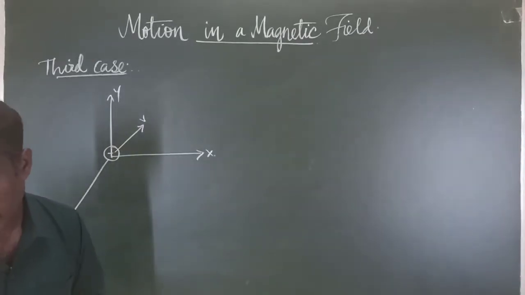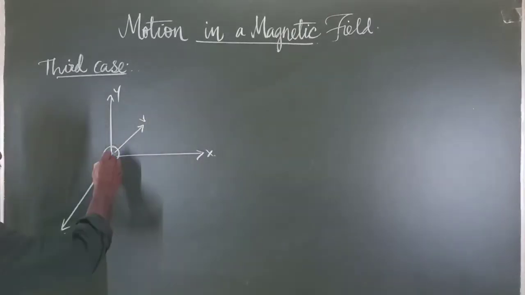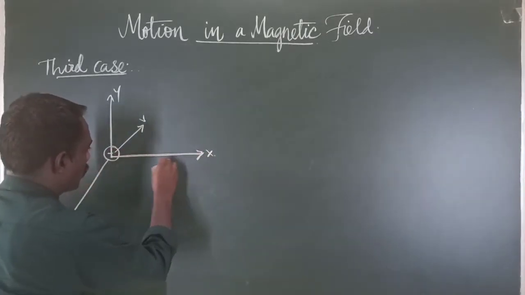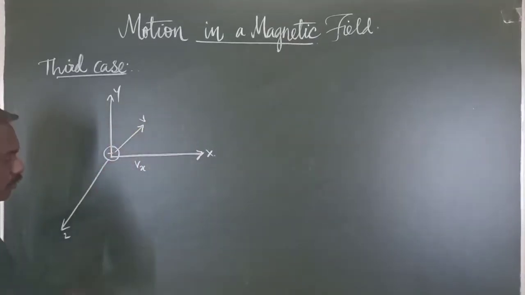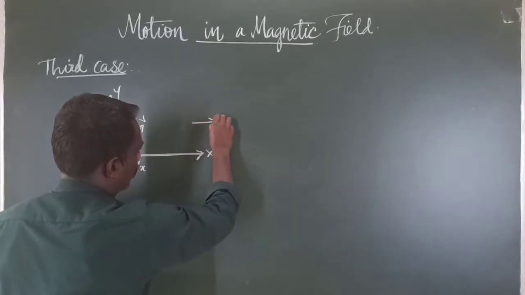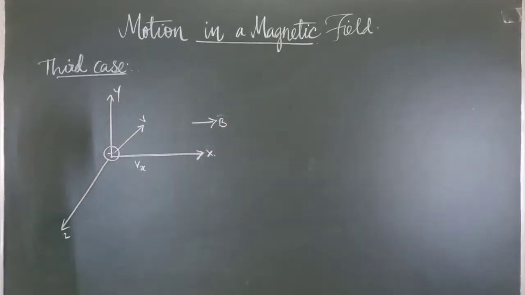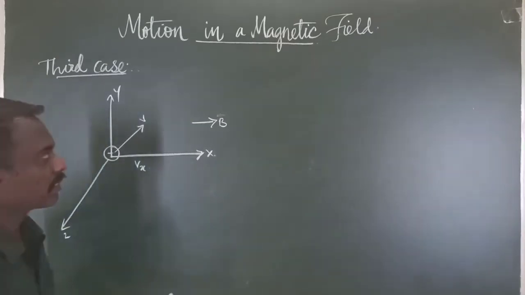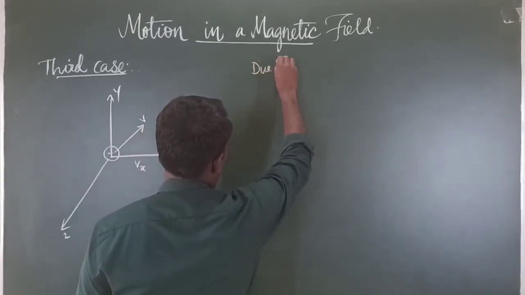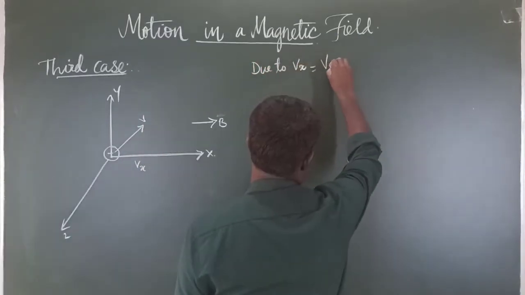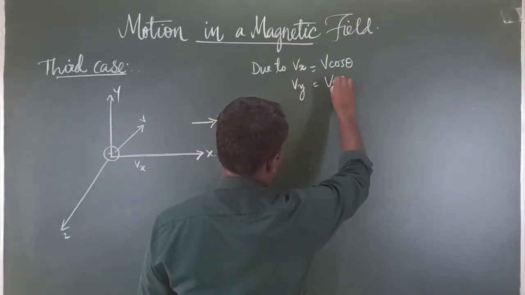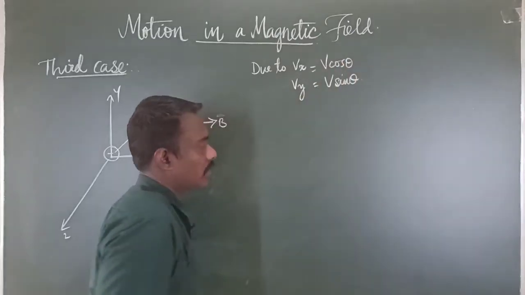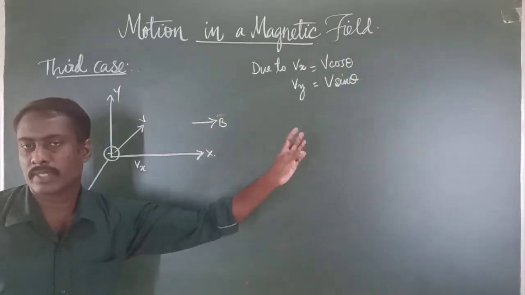what happens to the path of that moving charged particle? Here we need to consider the velocity of the particle in its x component and y component. The direction of the magnetic field is in this direction. So we need to consider the two components of the velocity, that is Vx and Vy. Vx is V cos theta and Vy is V sin theta. These two components we need to consider.